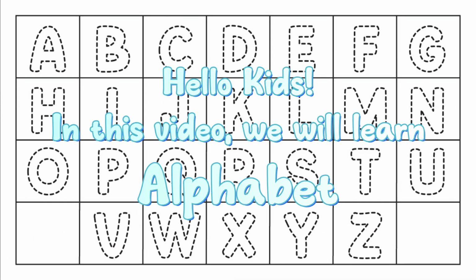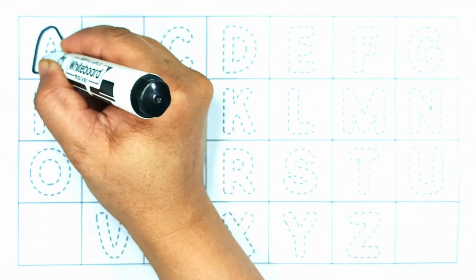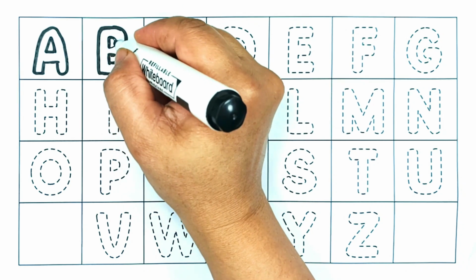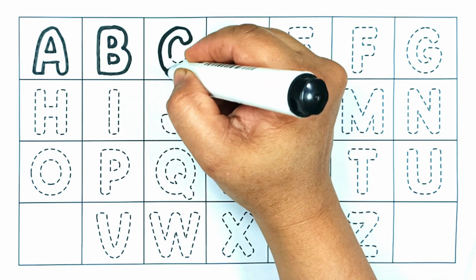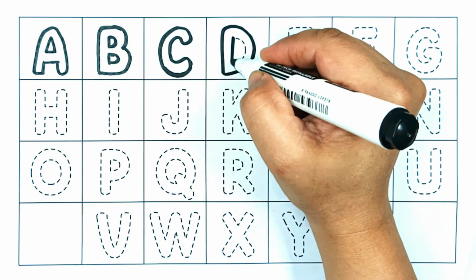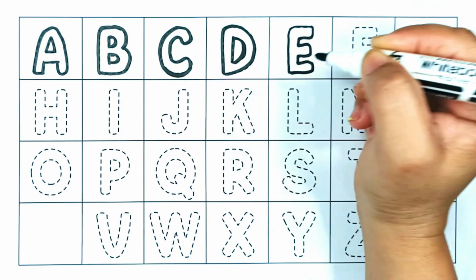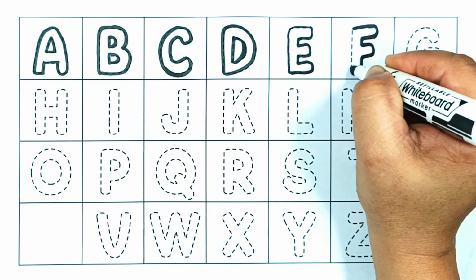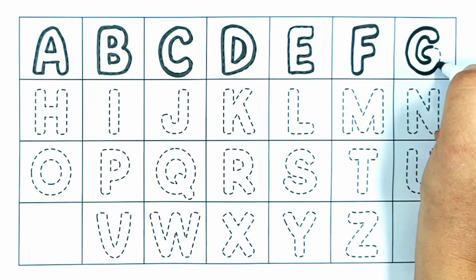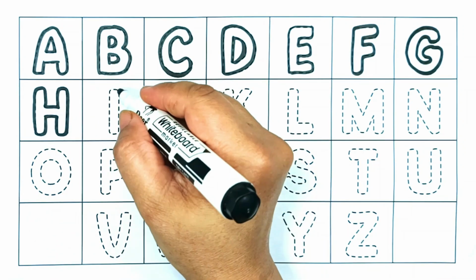Hello kids. In this video, we will learn alphabet. A, B, C, D, E, F, G, H, I.